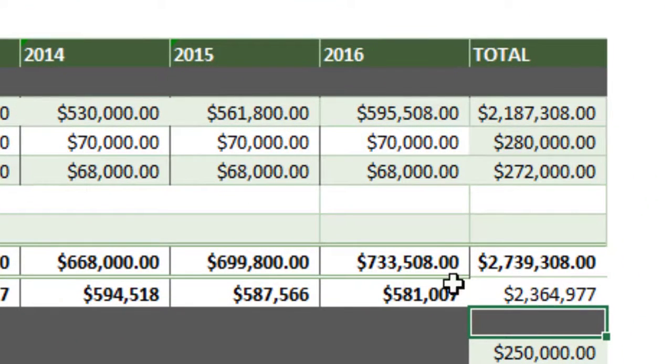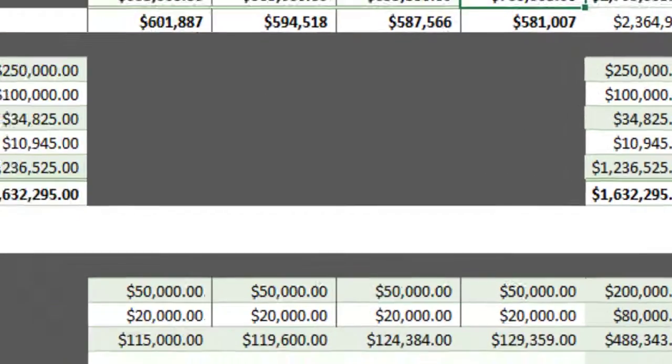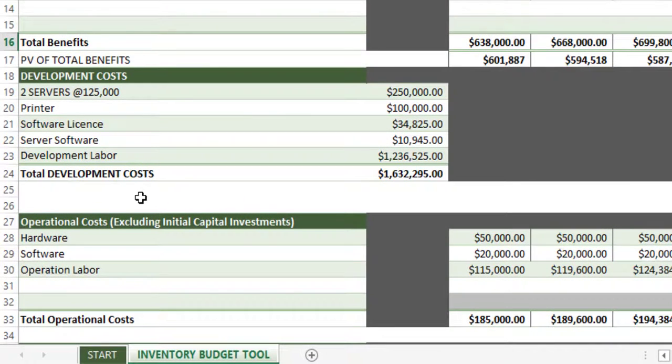In other words, what we are saying is that the present value of the total benefit in 2016, which is 733, in today's dollar terms is 581,007. When using present value, it's more accurate in determining whether it's worth investing in a particular project. We do the same for the total costs.